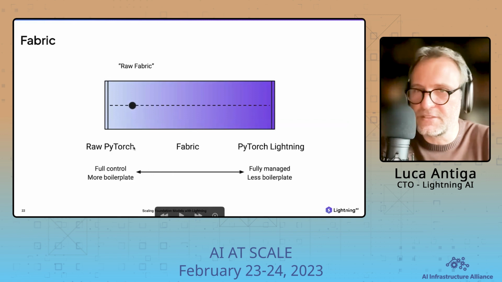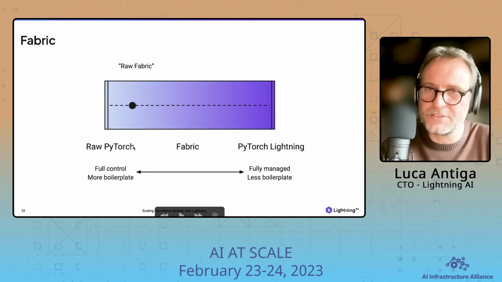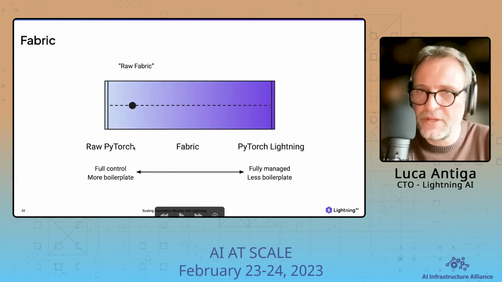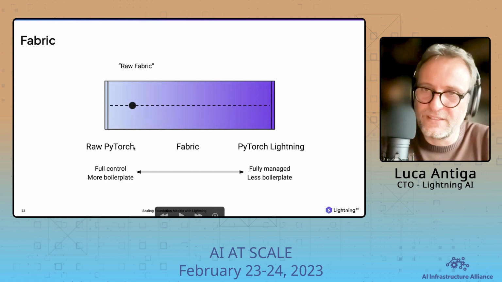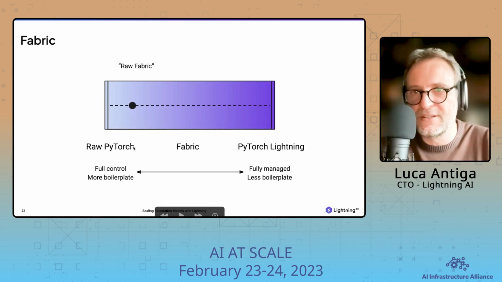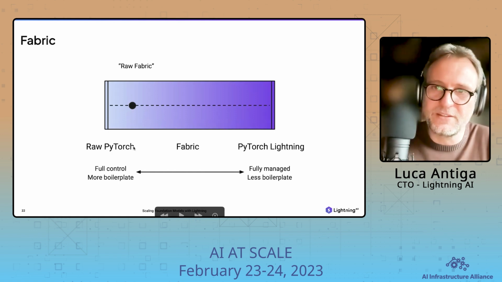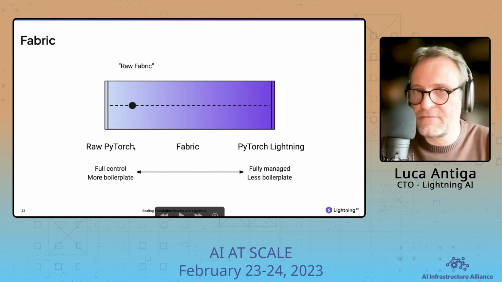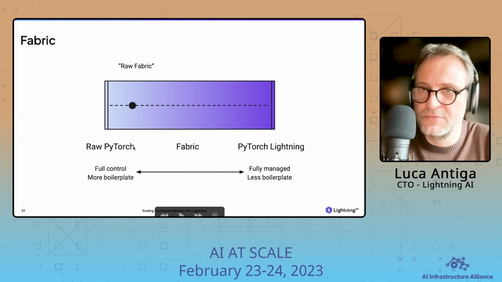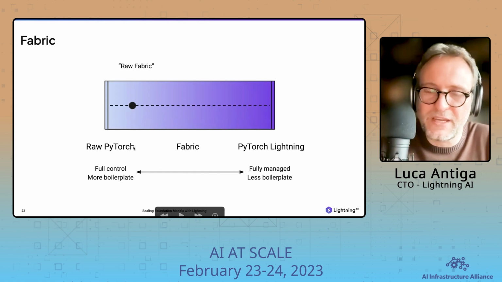So going back to the concept of the gradient between raw PyTorch and PyTorch Lightning, we create a first point along this gradient, which we call, it's not an official name, raw Fabric, in the sense that it's really close to raw PyTorch. You have your code structure the way you want. You don't have to create a Lightning module, for example. You can just use your code for your NN module, whatever you have.